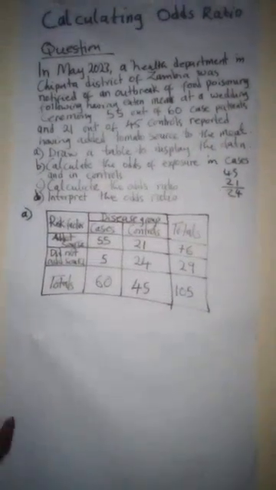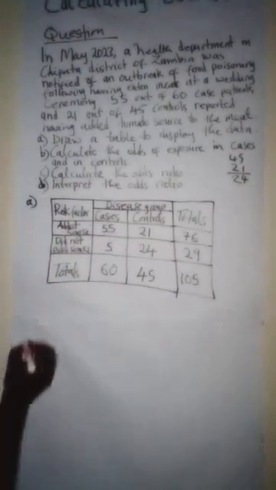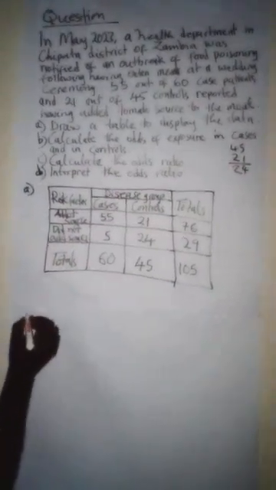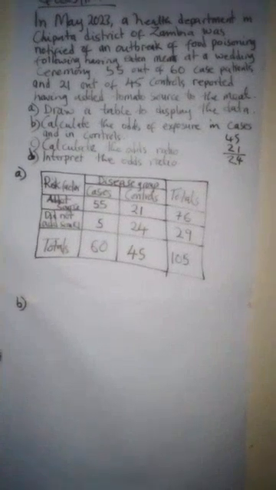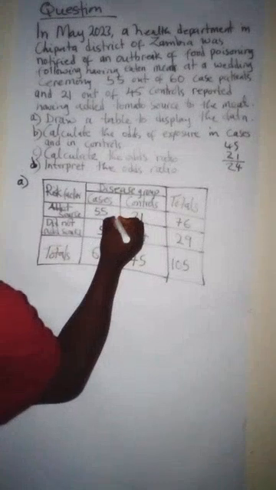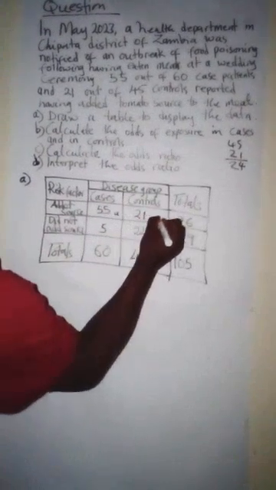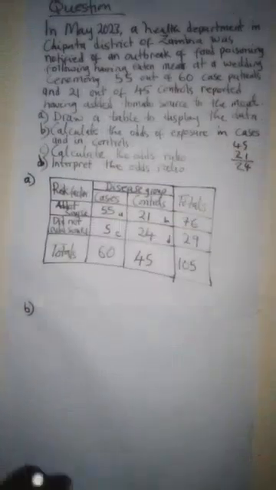So that's part A. Part A was just telling us to draw a table. Then part B is asking us to calculate the odds among cases and odds among controls. So I'm going to label my table. I'm going to include some letters here. This is A, B, C, and D.